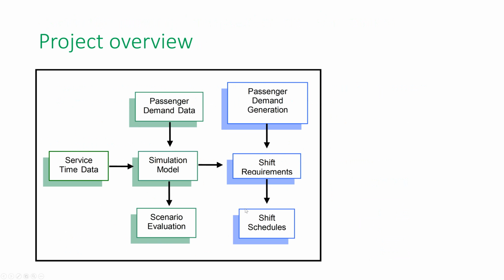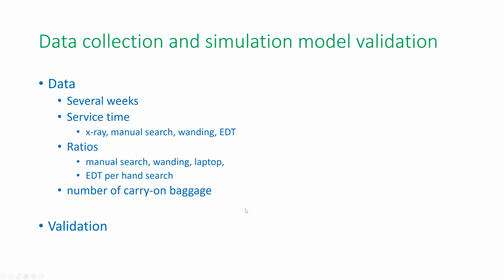And after that, we also came up with a shift schedule model. For the data that we collected, we spent maybe several weeks at the airport, at least 16 hours a day, and collected different service times, such as X-ray, manual search, and metal detector. We searched for what the ratios would be for passengers who would have laptops and searches and so on. And we validated the model.